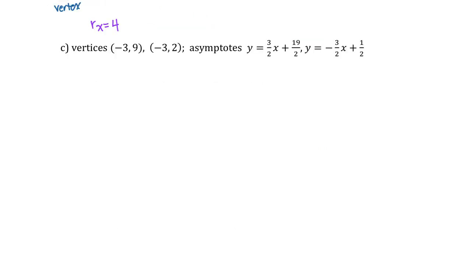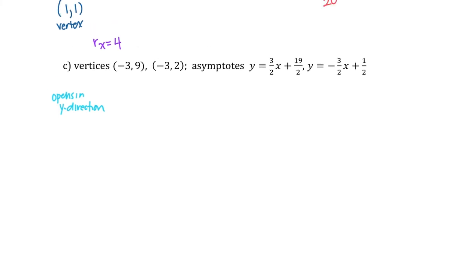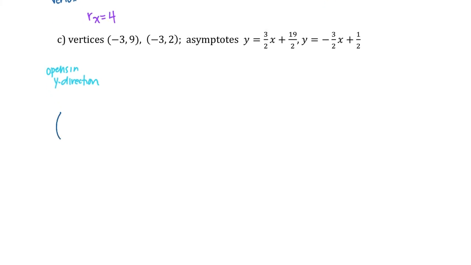Okay, last example, and they are giving me the asymptotes this time, but I still have the vertices. So I'm going to go ahead and see which way it's opening first. Negative 3, 9, negative 3, 2. Since the y values are the ones that are changing, this opens in the y direction. They gave me the vertices, which means the center is negative 3 comma something. Let me use the midpoint formula to figure it out. Actually, make that negative 3, 8, because I'm going to make it easier.